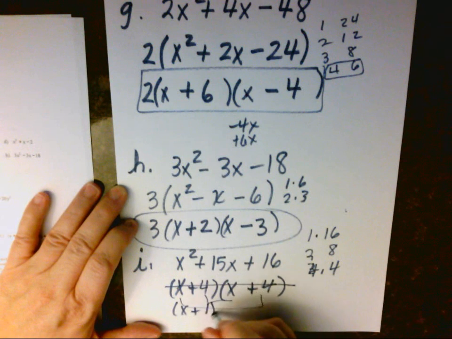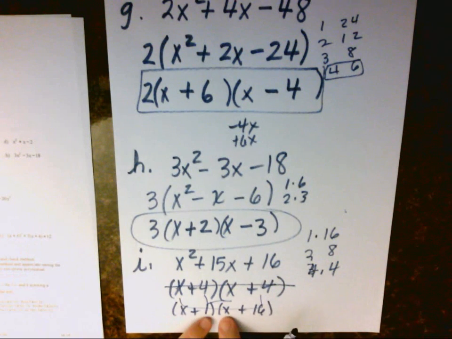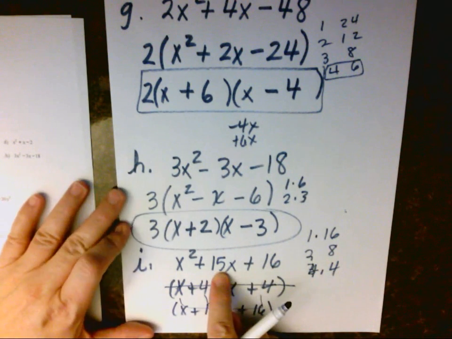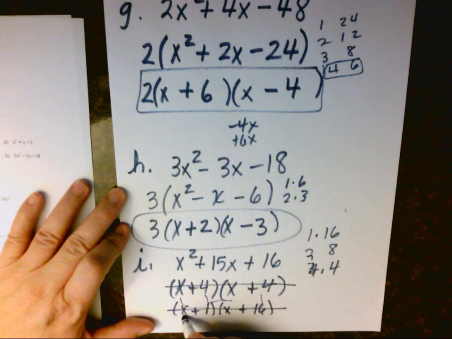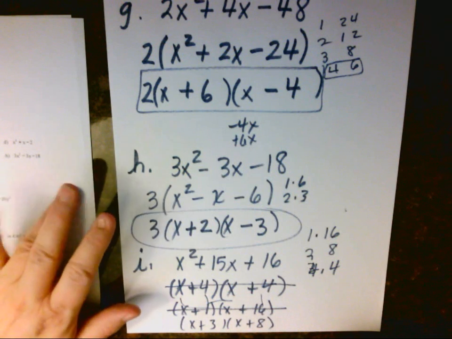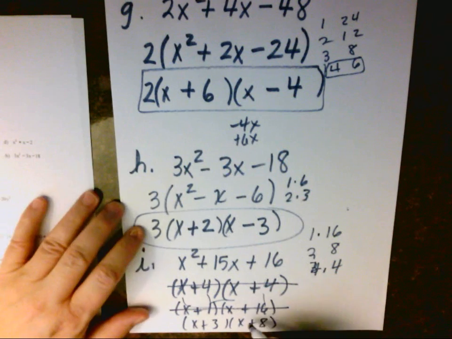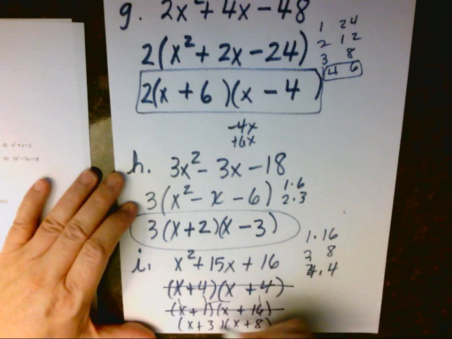Let's try the 1 and the 16. That would give me a 16x plus a 1x, a 17x in the middle. It has to be positive because they're both positive. That doesn't do it. Let's try the x plus 3, x plus 8. And that would give us 8 plus 3 is 11. And we need a 15.